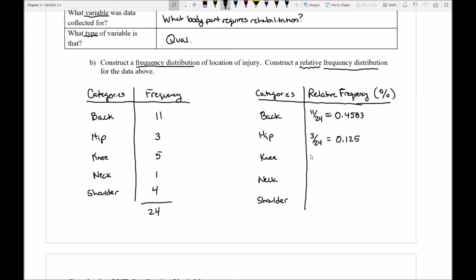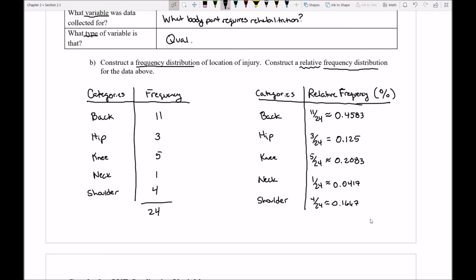Let's keep going here. 5 over 24. This is going to be a number I'm going to have to round off if I look at the decimal. But this is going to be 0.2083-ish. Neck would be 1 person out of 24 responded this way, 0.0417. And then finally, 4 out of 24 for shoulder, which is roughly 0.1667. Okay, so hopefully you can go to a calculator and confirm those decimal values.